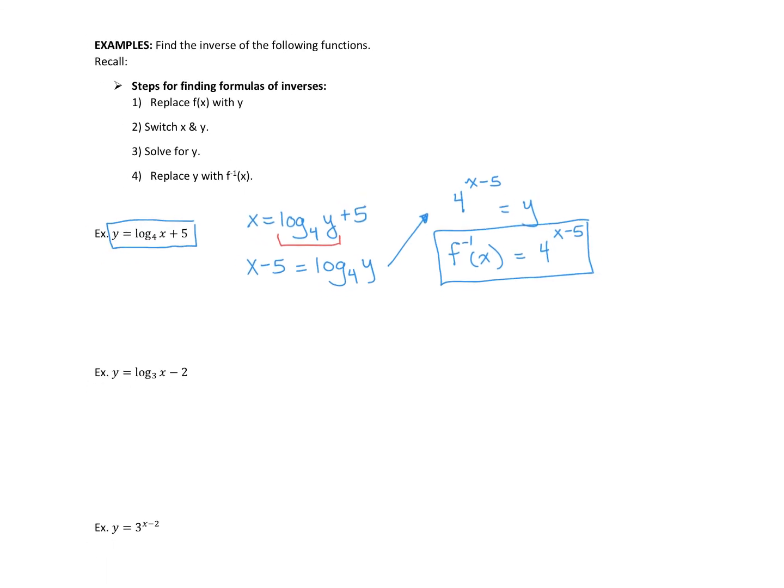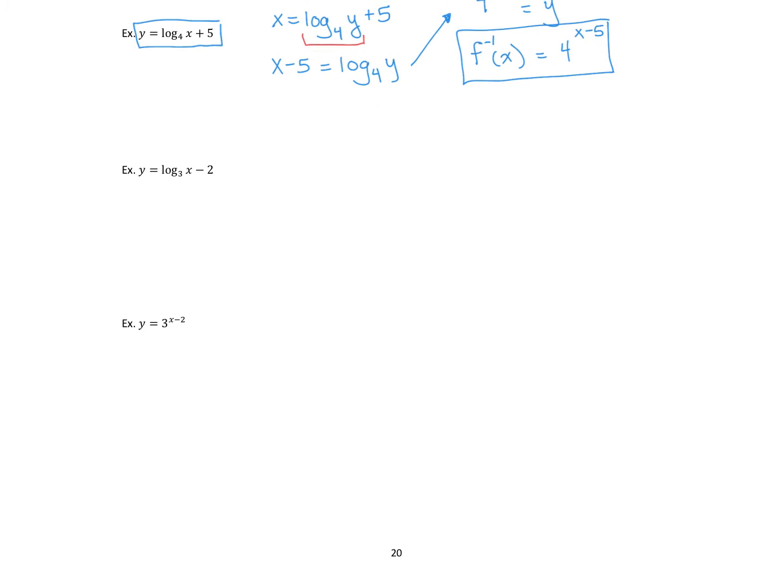So let's do that again. Again, we're going to replace our x and our y. We're going to switch those. I will add 2. And then I will convert it to exponential form. So 3 to the x plus 2 equals y. So we get the inverse of this logarithmic function is 3 to the x plus 2.